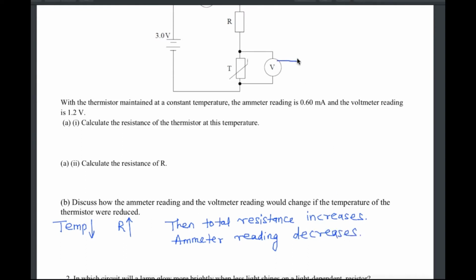But for the voltmeter, the voltage is equal to current multiplied by resistance. If resistance is increasing here, it means this voltmeter will read more. So voltmeter reading increases.